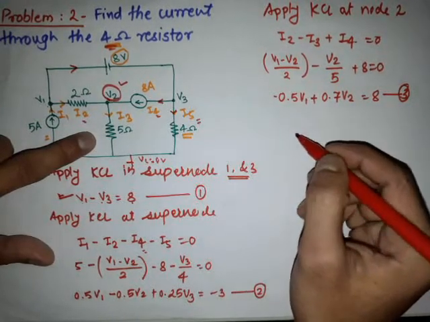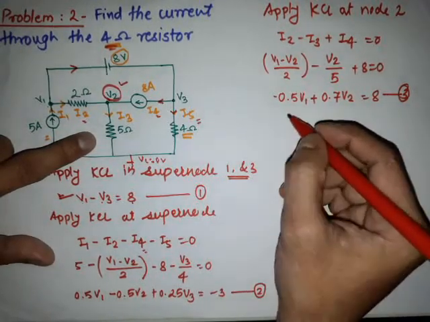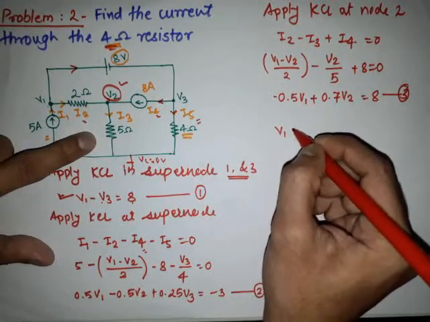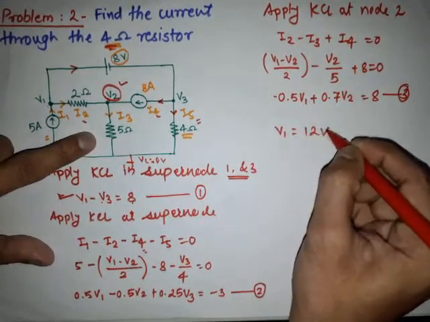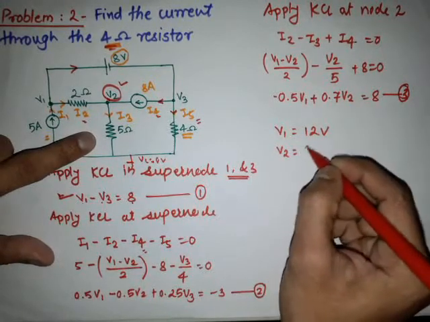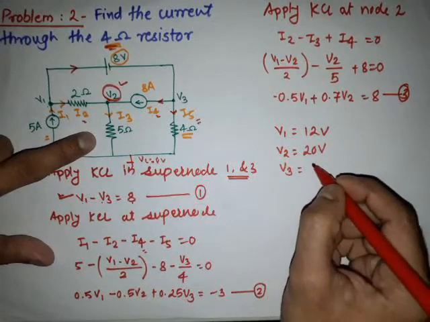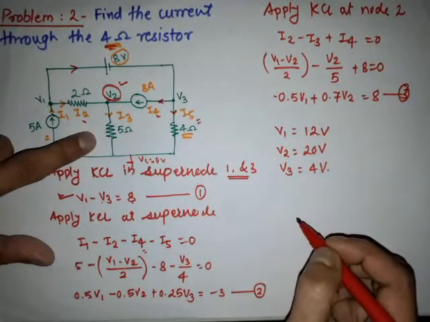By solving these three equations 1, 2 and 3 in the scientific calculator, we get the values of V1, V2 and V3. V1 is equal to 12 volt, V2 is equal to 20 volt, and V3 is equal to 4 volt.